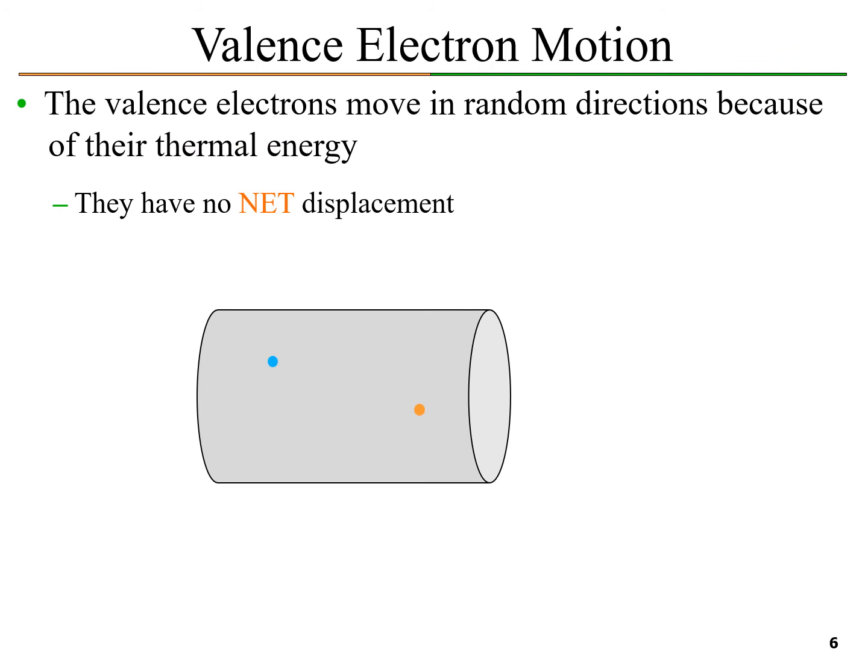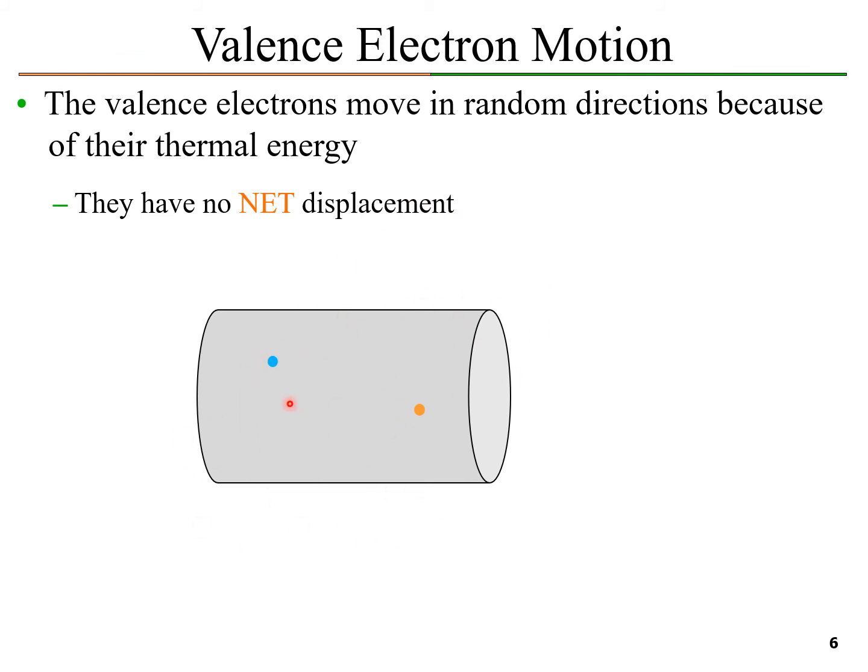Valence electron motion. Now let's look at how those valence electrons in the valence shell move around. They move in random directions because of their thermal energy. But it's key to realize that they have no net displacement. I'm going to show that in a little animation that I made.